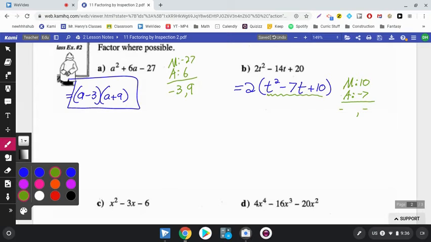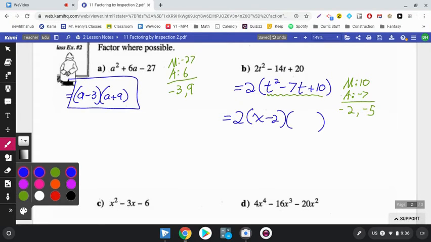And then I think, well, what multiplies to 10? 1 and 10. No, that'd give me negative 11. 2 and 5. Oh, yeah, absolutely. Negative 2 times negative 5 is 10. Negative 2 plus negative 5 is negative 7. So I can go ahead and factor. I already have my factor of 2. And now I have factored by inspection.